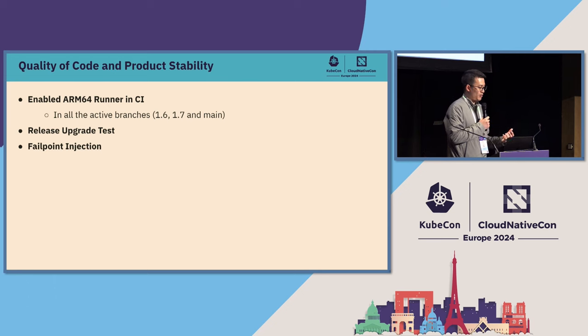And we also ran into several cases. For example, IO pressure can cause shim leaking, so we want to avoid this happening again.